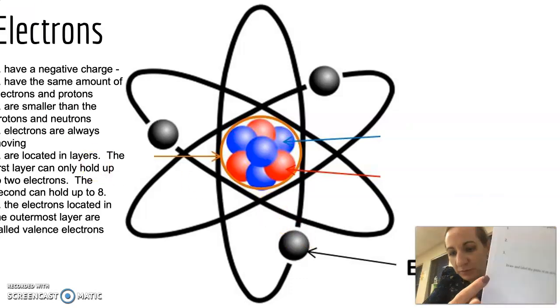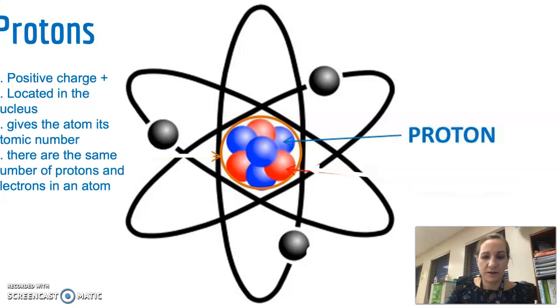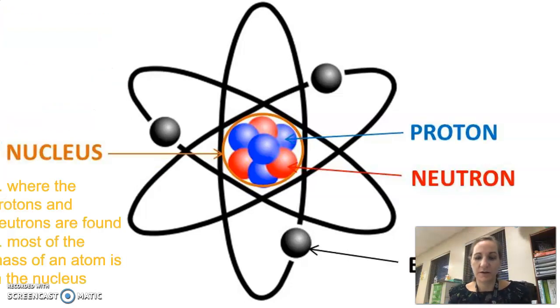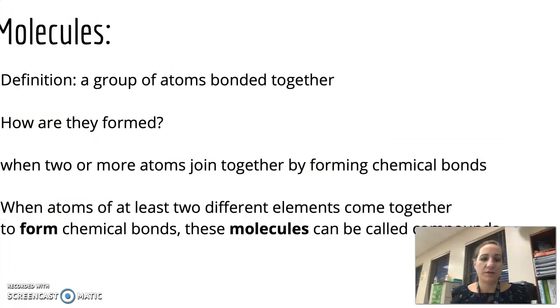And then down below in your packet right here, it wants you to draw an electron and label it. So that's what you need to do. And here, I'll go back here real quick. There is your image of an electron. So that's what you need to draw, where it says draw and label the parts of an atom. Again, push pause if you need to. Now, we're going to talk about molecules.